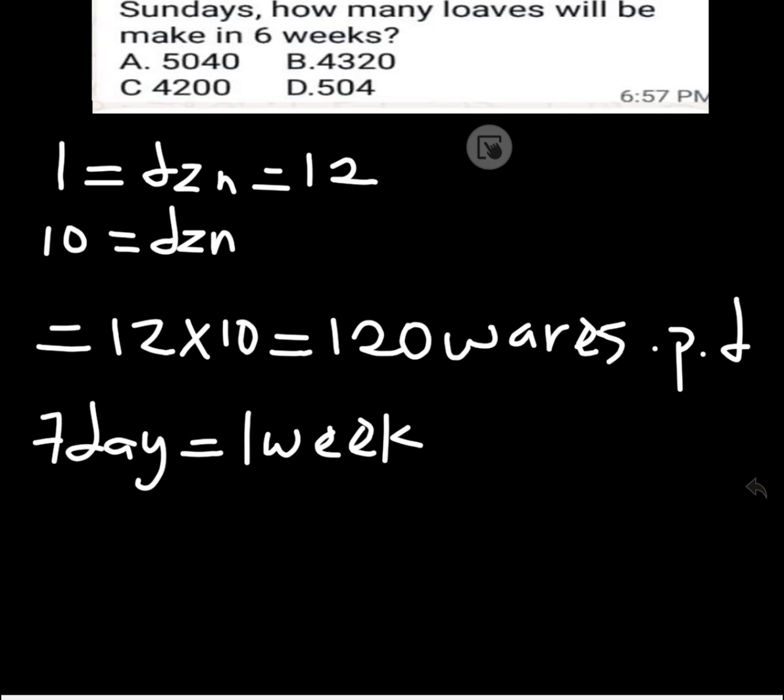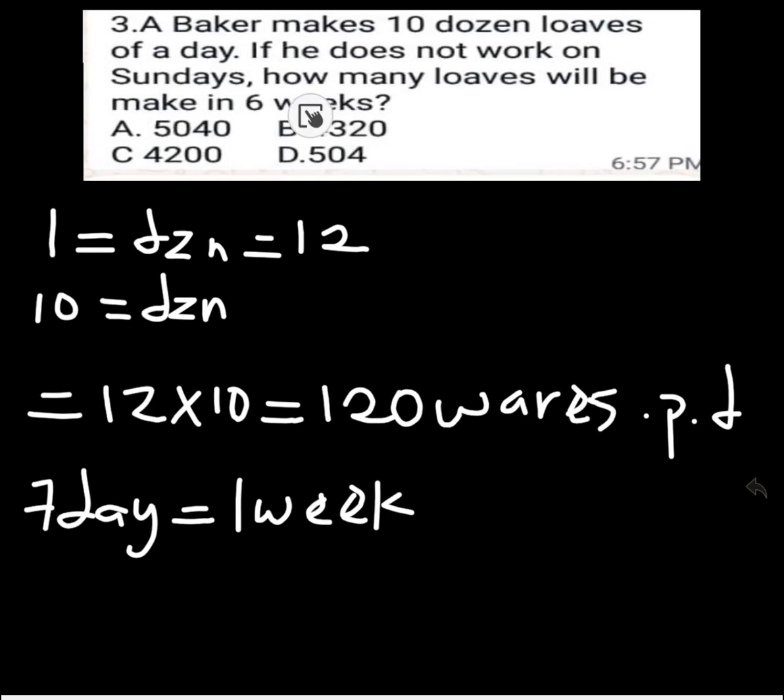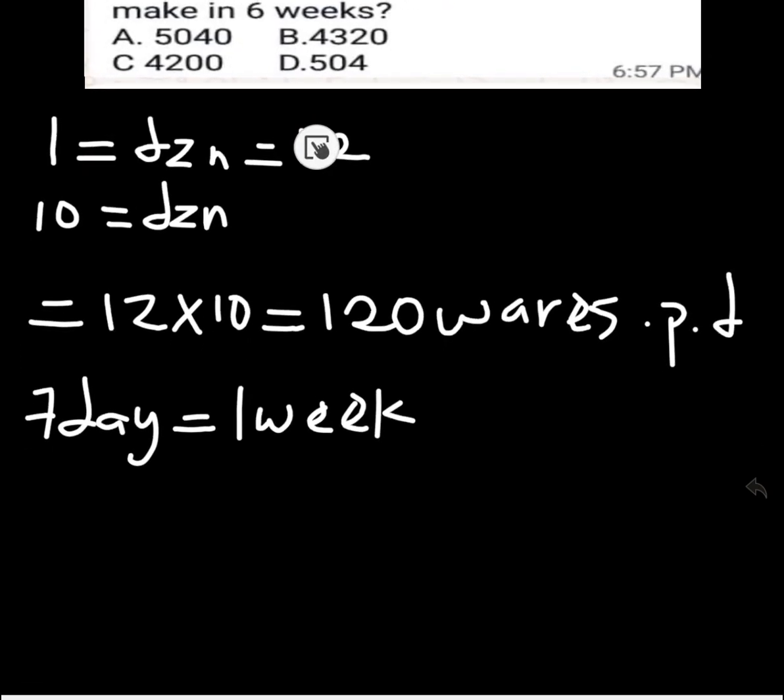But they say he does not work on Sundays, so we need to minus 1 day. If he doesn't work on Sunday, that's now 6 days of work in a week. So his own week is 6 days make 1 week. So for him, 6 days equals 1 week.